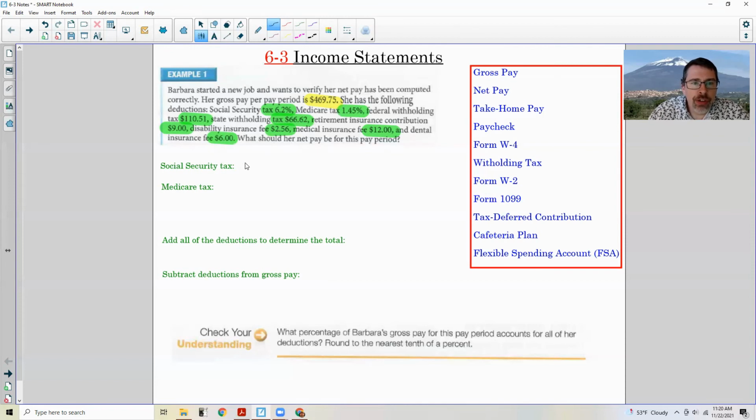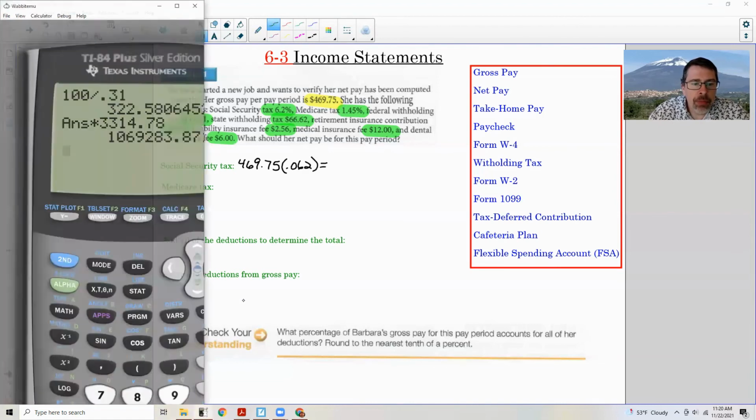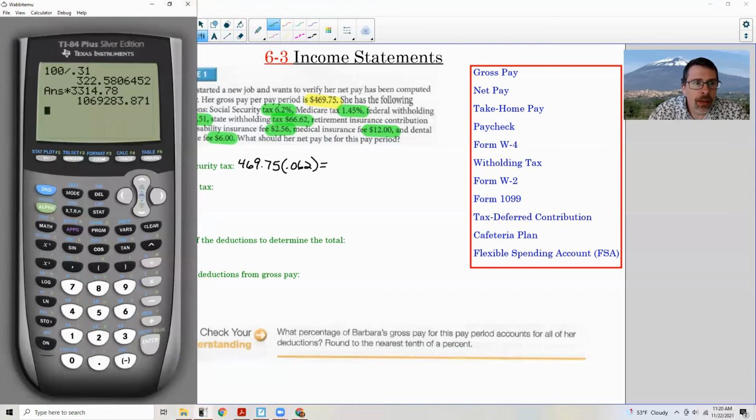So Social Security tax is your gross, $469.75 times the percent of 0.062. So that is going to equal, let me get my calculator out and clear it, $469.75 times 0.062 equals, oops, I don't need a parentheses, I didn't use one, equals $29.12.